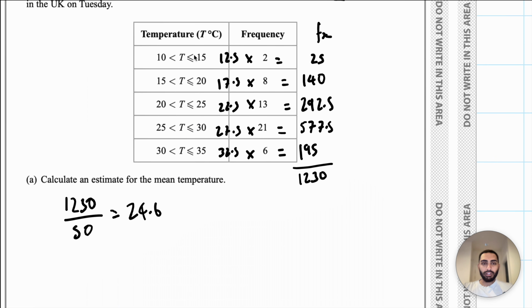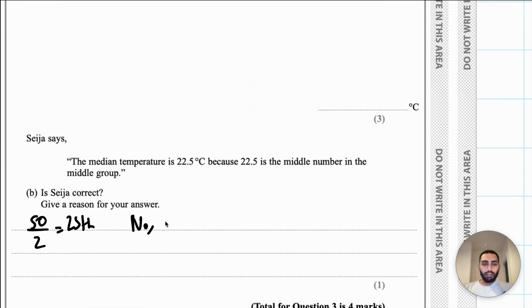Is the 25th position in this first row? So far, we've had 2 as our frequency. That's not enough. If we add 2 add 8 together, we get 10. That's still not enough. 10 add 13, which is 23. That's still not enough. And if we add 21, we get to 44. So our 25th value is somewhere within this range. It's between 25 and 30. The answer is no. The median is in the group.